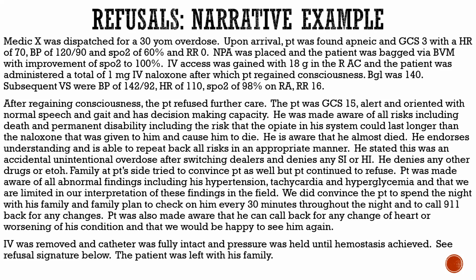Now, we had some abnormal things there. We had hypertension, tachycardia, and hyperglycemia. After regaining consciousness, the patient refused further care. Patient was GCS 15, alert and oriented with normal speech and gait, and has decision-making capacity. He was made aware of all risks, including death and permanent disability, including the risk that the opiate in his system could last longer than the naloxone that was given to him and cause him to die. He is aware that he almost died. He endorses understanding and is able to repeat back all risks in an appropriate manner. He stated that this was an accidental, unintentional overdose after switching dealers and denies SI or HI. He denies any other drugs or ETOH.